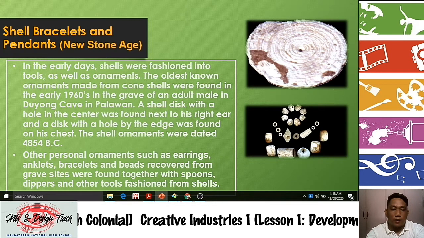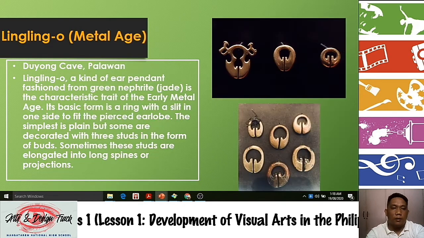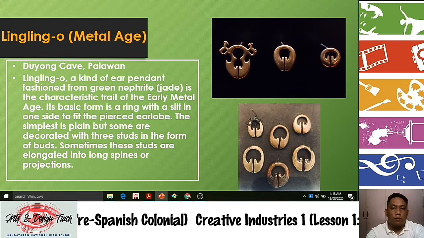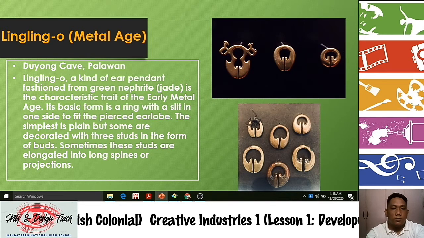Next, we have the Ling-Ling-O, a metal artifact in the Metal Age. This was found in Manunggul Cave, Palawan. Ling-Ling-O, a kind of ear pendant fashioned from green nephrite or jade, is the characteristic trait of the early Metal Age. Its basic form is a ring with a slit on one side to fit the earlobe. The simplest is plain, but some are decorated with three studs in the form of buds. Sometimes these studs are elongated into long spines or projections.